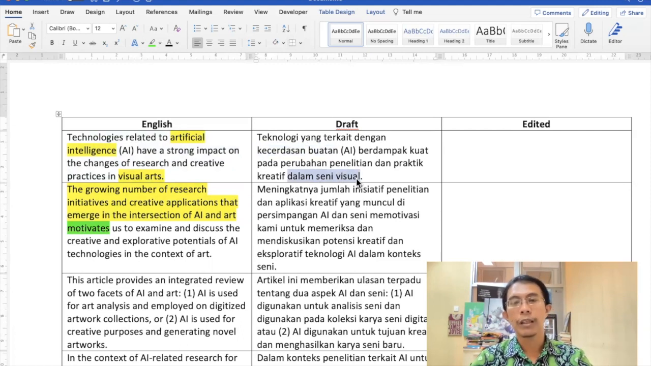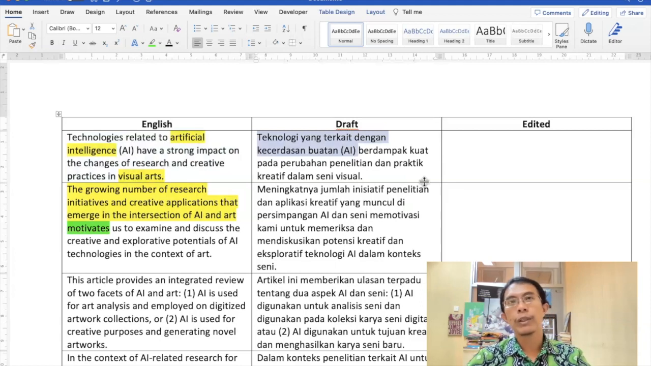Now we come to the sentence structure. Is the sentence structure okay? Teknologi yang terkait dengan kecerdasan buatan atau AI berdampak kuat pada perubahan. Okay, the sentence structure is good. I think it makes sense. Now, is there anything we can add here? Maybe this is a matter of naturalness, okay?